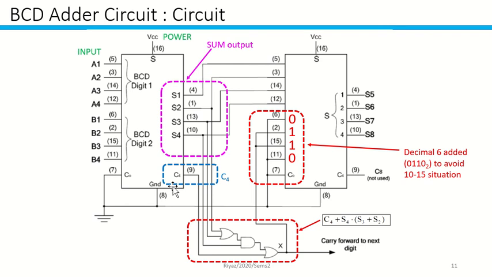If C4 is set, when the value is in excess of 9, 6 will be added using this method and will go over here. So how you get 6 is, you connect the VCC to pin number 2 and pin number 15, which gives 0110, which is decimal 6. This will be added to your sum, and the output will be reset to 0, and your C4 will become 1, which is not going to be used in this particular circuit.